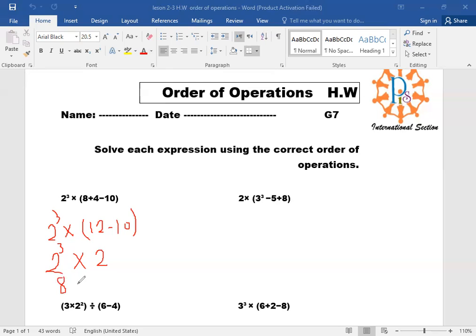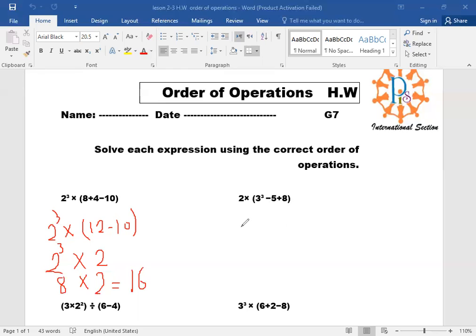So we have 8 multiplied by 2. The answer will be 16. Yes, thank you so much. So the answer will be equal to 16. Right? One more example with you, Hassan.